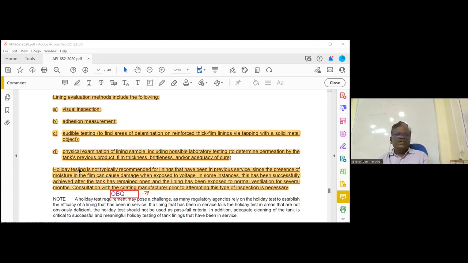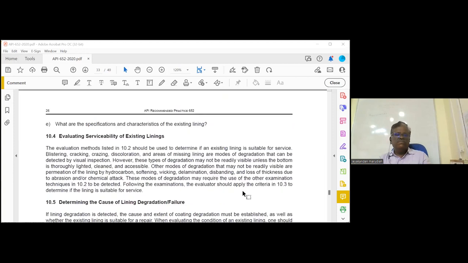So you can see here, holiday testing is not typically recommended for linings that have been in previous service, since the presence of moisture in the lining can cause damage when exposed to voltage. In some instances, this has been successfully achieved after the tank has remained open. So suppose you have doubt, you have to dry the lining to remove the moisture, then go for the holiday test. Consultation with the coating manufacturer before attempting this type of inspection is necessary. That is an open book question.